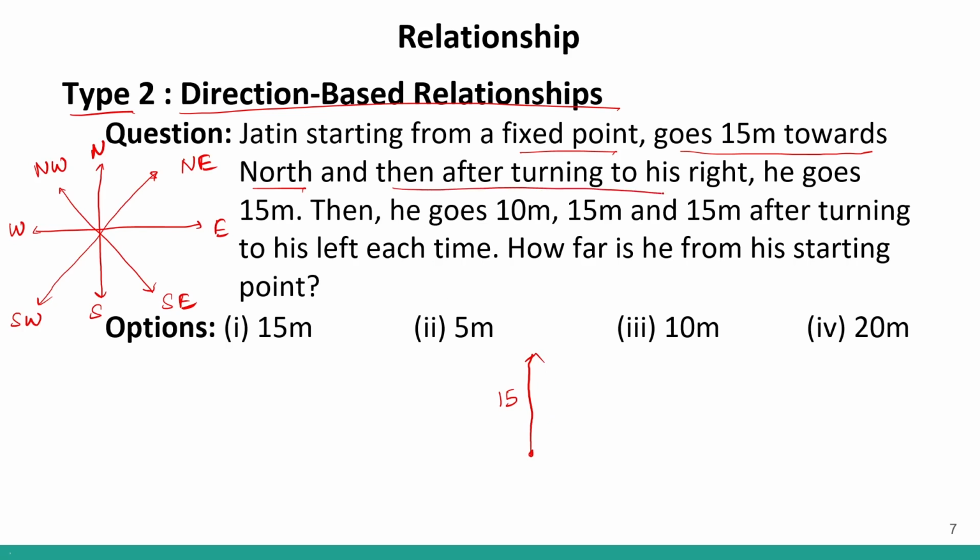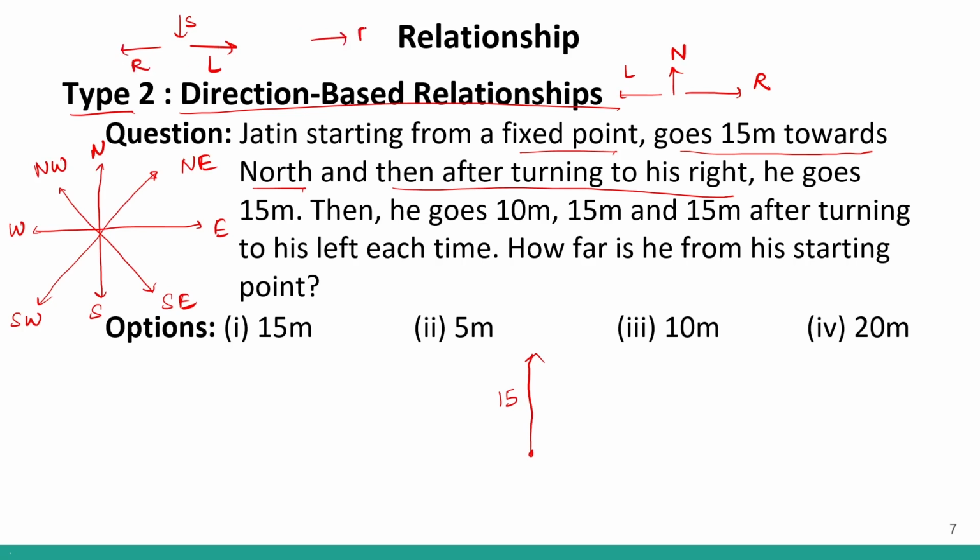And then he turned to his right. So if Jatin is turning to his right, you have to assume that you are in the position of Jatin, right? So if I am facing north, what would be my right direction and what would be my left direction? This would be my right and this would be my left. Similarly, if you are facing south, this would be your left and this would be your right. So just the opposite.